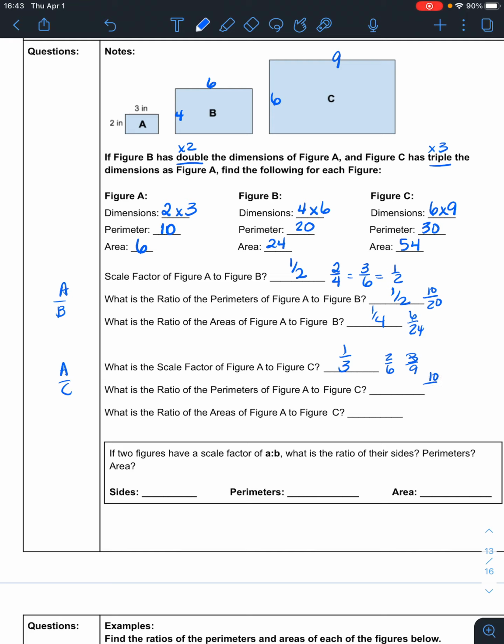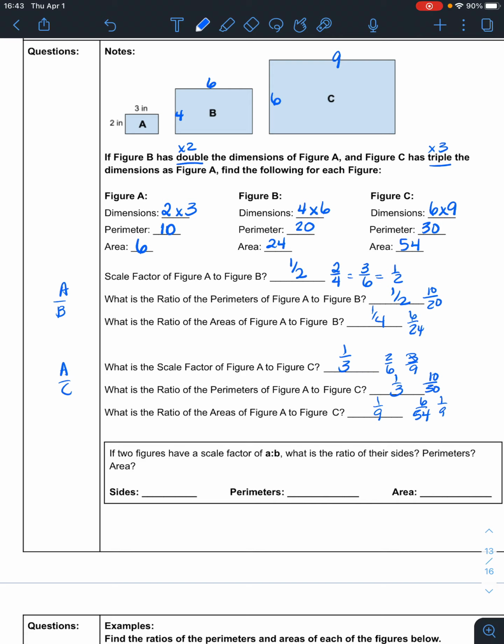So the ratio of the perimeters, so we look at our perimeter, 10 over 30, which is 1/3. And then the ratio of our areas is 6 over 54. When that reduces, 6 goes into 6 one time and 6 goes into 54 nine times, so it reduces to 1 over 9. So if you look at those, you notice the pattern. Do you notice that the scale factor and the ratio of the perimeters is always the same? Well, that will always happen.